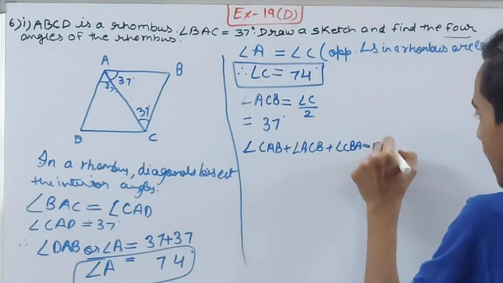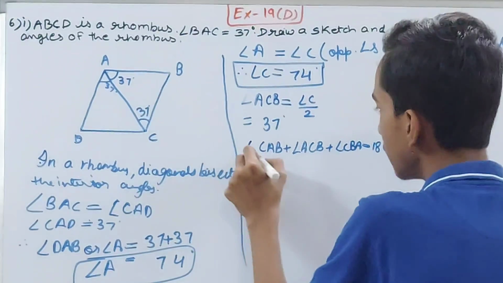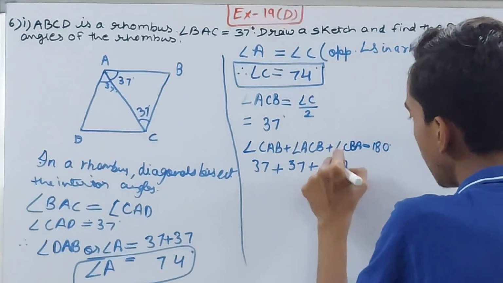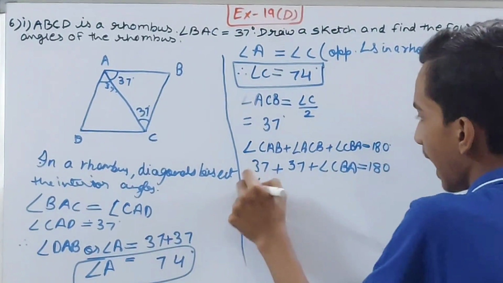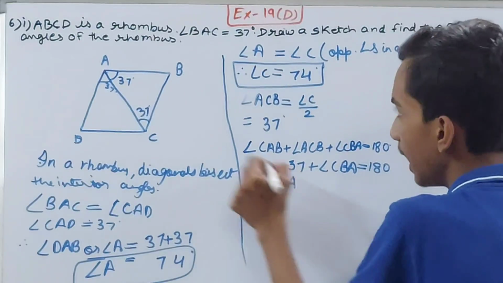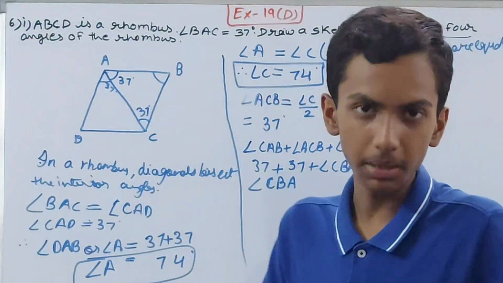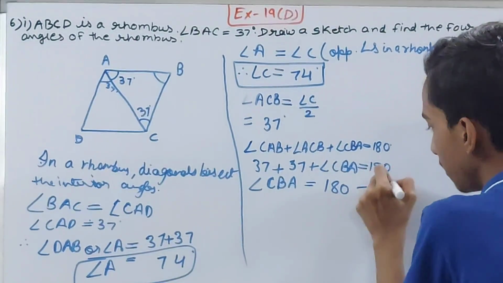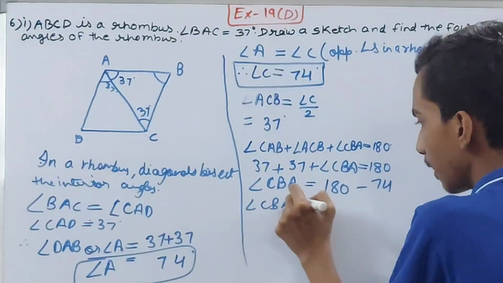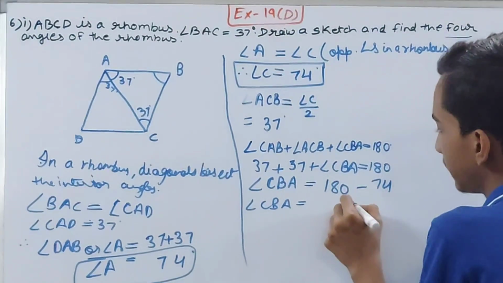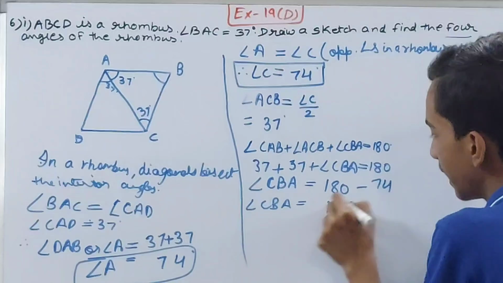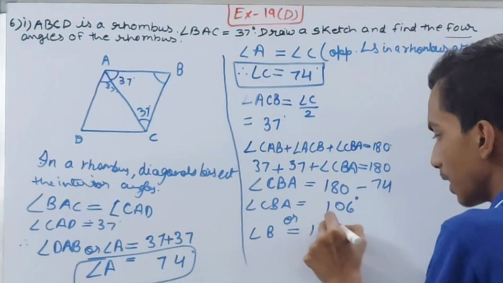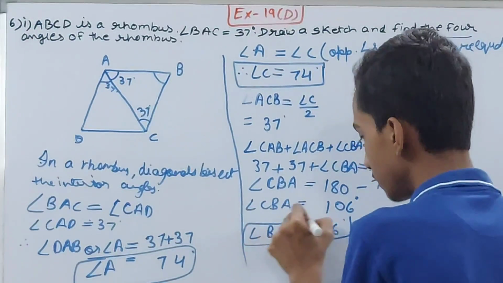All the three angles you take and add, the sum will be 180 degrees. CAB is 37, ACB is 37 and CBA we don't know, that is equal to 180. From here I can get angle CBA, or simply angle B. So my third angle is also coming, just wait. So this is equal to 180 minus 74, angle CBA is 106 degrees. So angle B is equal to 106 degrees. Simply you can write it like this.